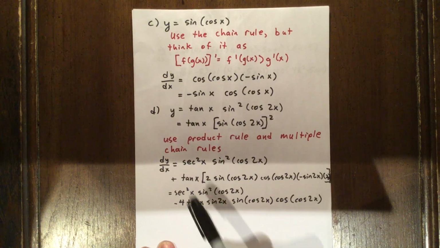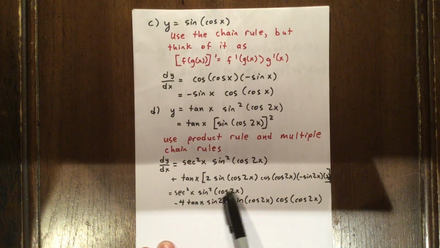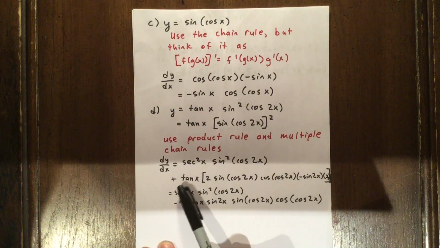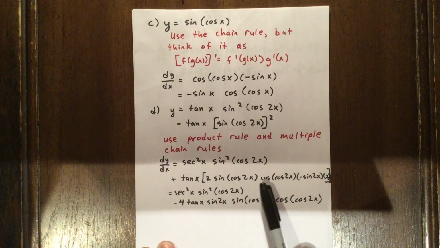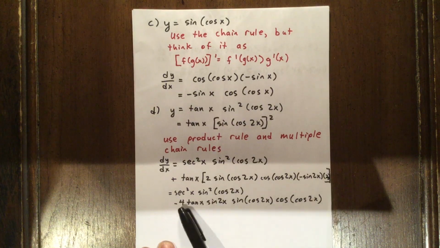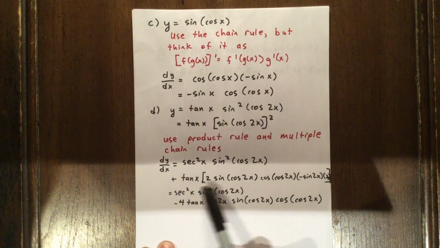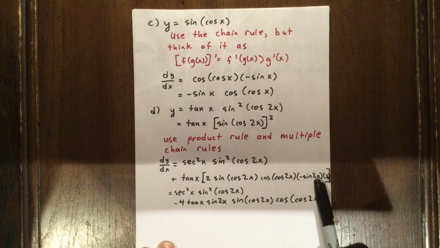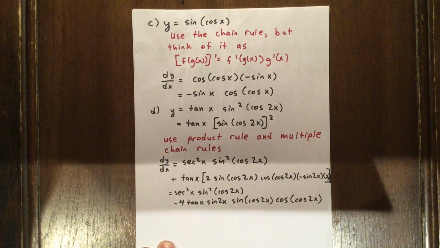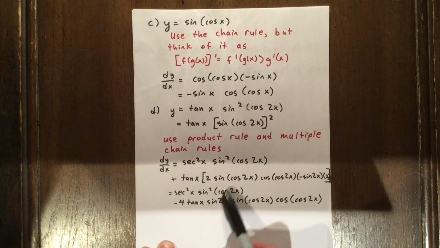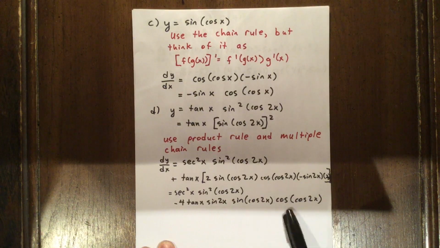Well, we can simplify this a little bit. This is secant squared x times sine squared of cos 2x. And then here, we're just multiplying a bunch of quantities. We've got a positive 1, a positive 2, a positive 1, a negative 1, and a positive 2. So multiplying all those coefficients gives us negative 4. And then we have tan x, sine of cos 2x, sine 2x, and the cos of cos 2x. Those kind of questions take a little bit of practice.